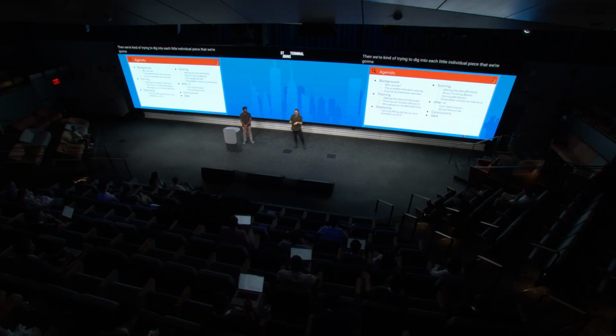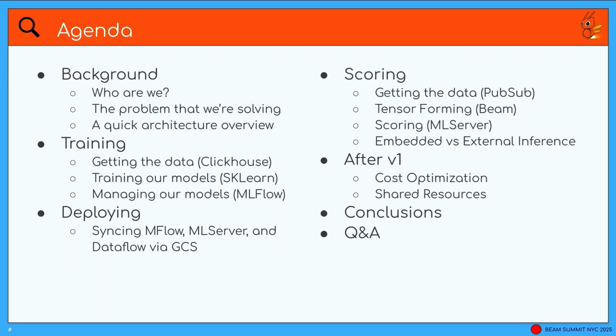We're going to talk a little bit about the training. We're going to talk about how we're deploying our models, and then we're going to talk about how we're scoring via Apache Beam. And then after that, we're going to talk about some of the things we've learned, the after V1 section, what we've had to go back and adjust.